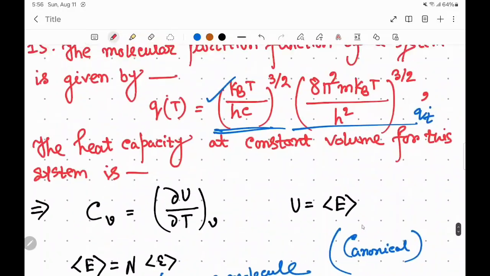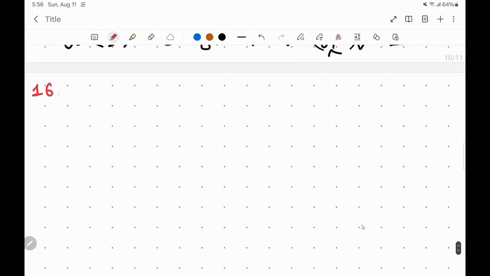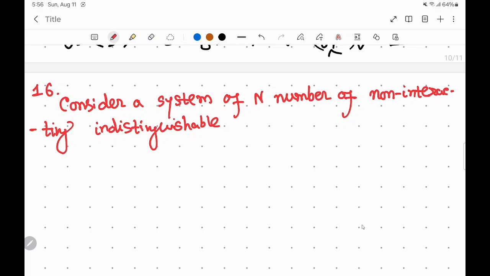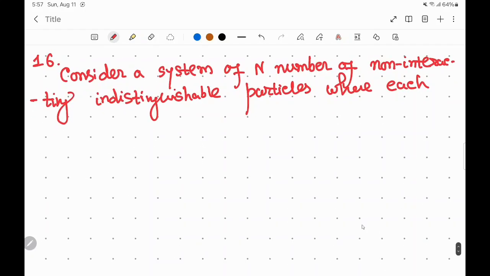Question number 60. Consider a system of N non-interacting indistinguishable particles, where each particle can be in three energy levels only.